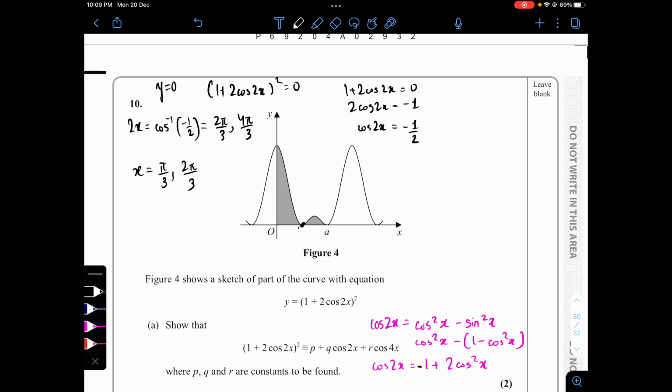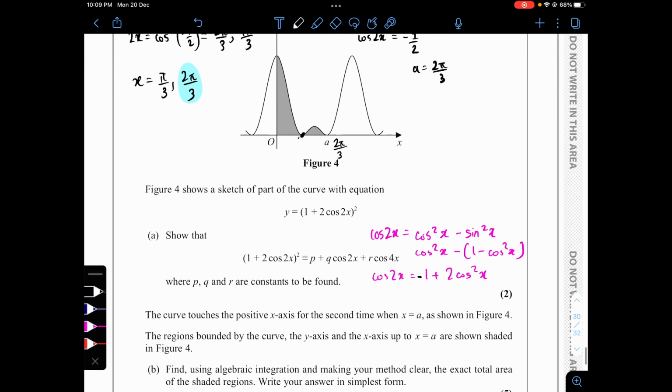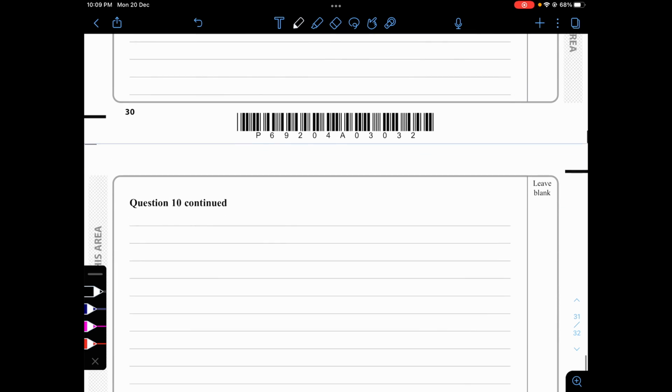And this is the one we care about because this is the second time it touches. So this over here is 2 pi over 3. This is the second time it touches. So our final limit will be 2 pi over 3. Let's move on. So that's our limit. Now it's pretty easy.